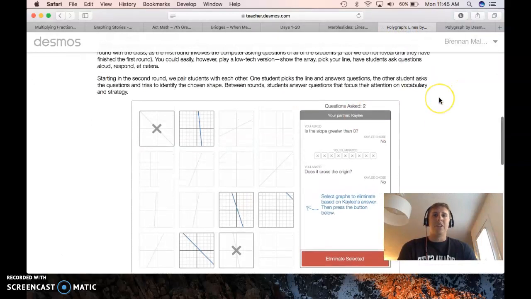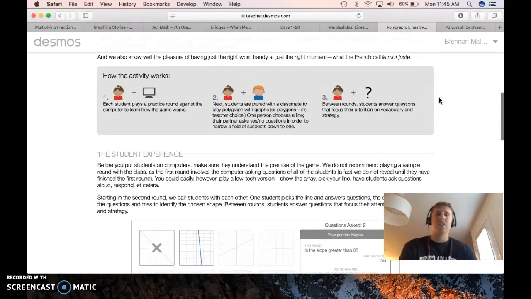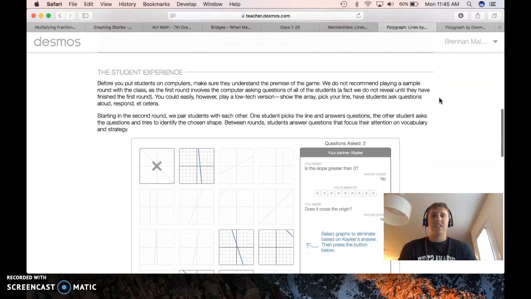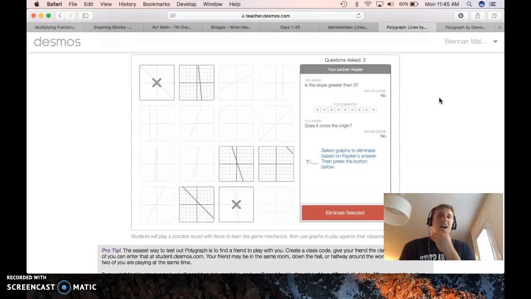Another example is Polygraph. It's kind of like Guess Who, the game growing up, where you ask different traits of the person and narrow it down from there to who you think the person is. So in this case, this is asking different traits of lines. You get paired up with a person in the classroom, it pairs them up for you, and then they ask yes or no questions, like, is the slope greater than 0? And the other person has to respond yes or no. So it really gets that terminology and vocabulary involved, and also really helps them realize what the different characteristics of lines are.